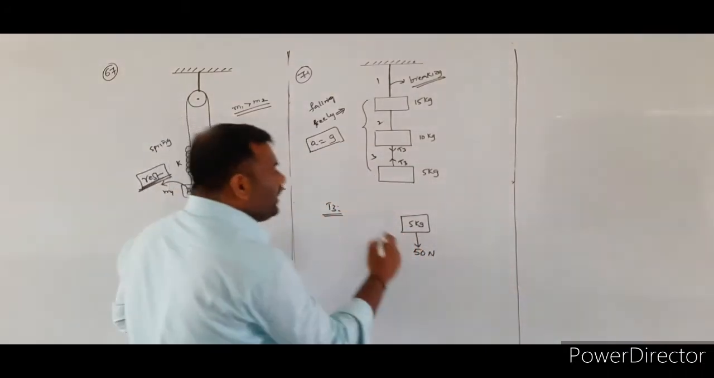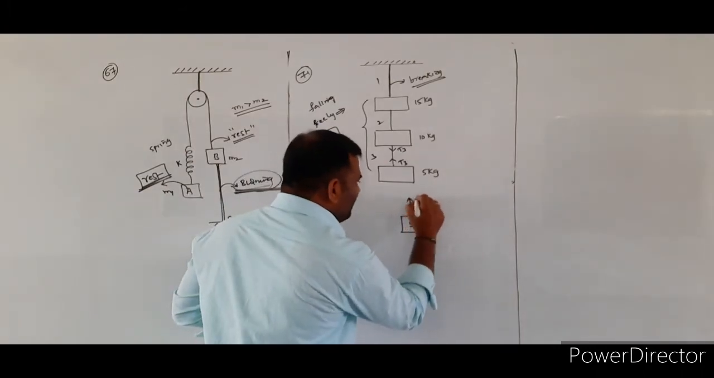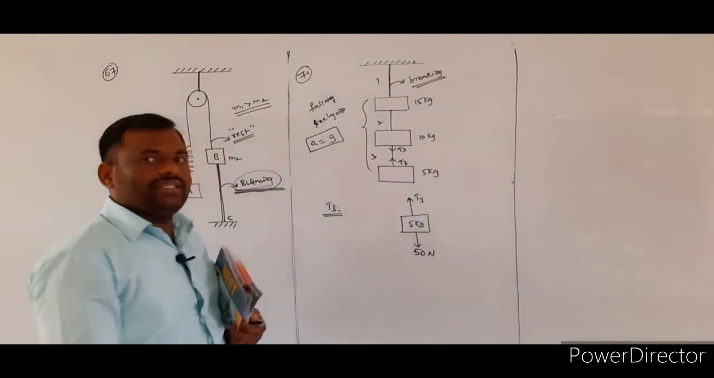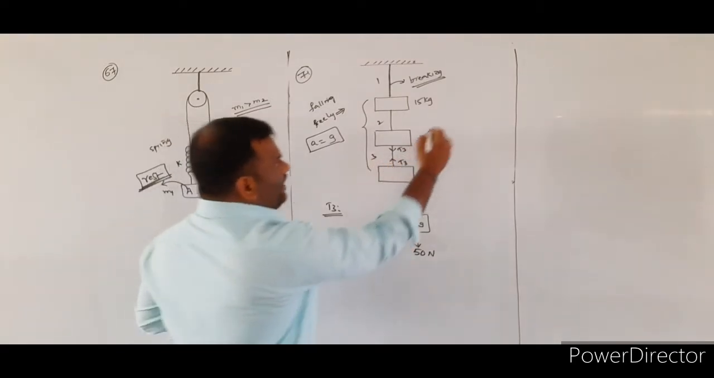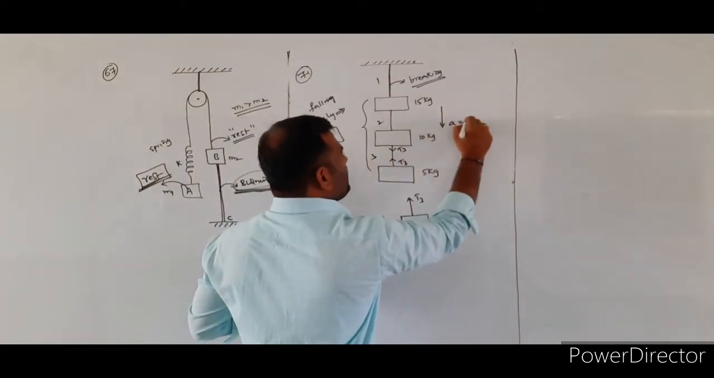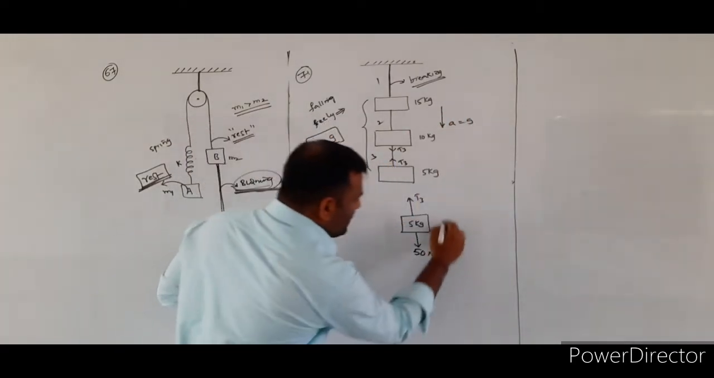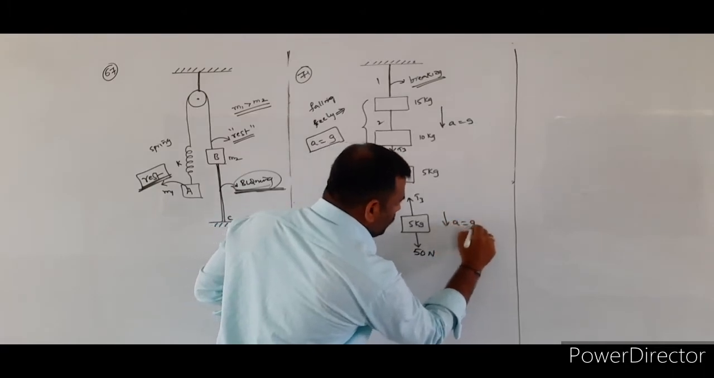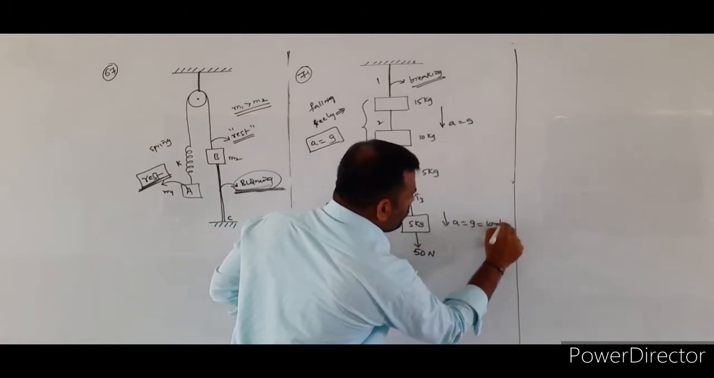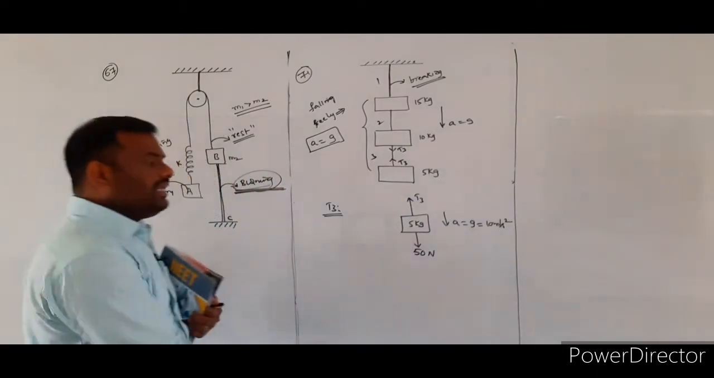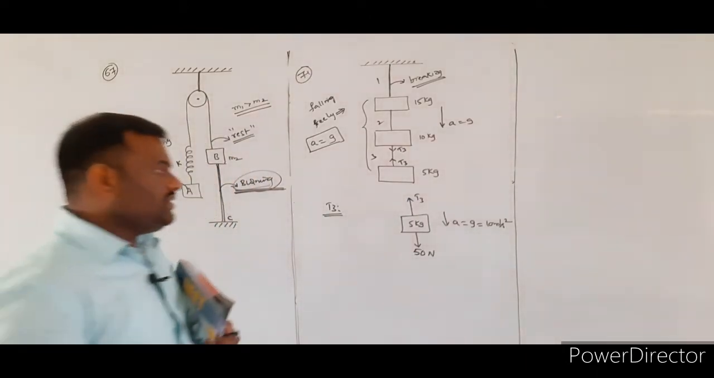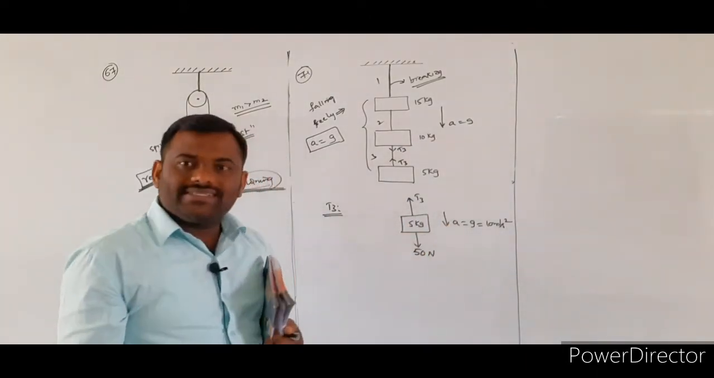The upward pulling force is nothing but the tension developed within the string, and the system is moving downwards with an acceleration a equal to g. That means the 5 kg mass is also traveling in the downward direction with an acceleration a equal to g, that is 10 meter per second square.